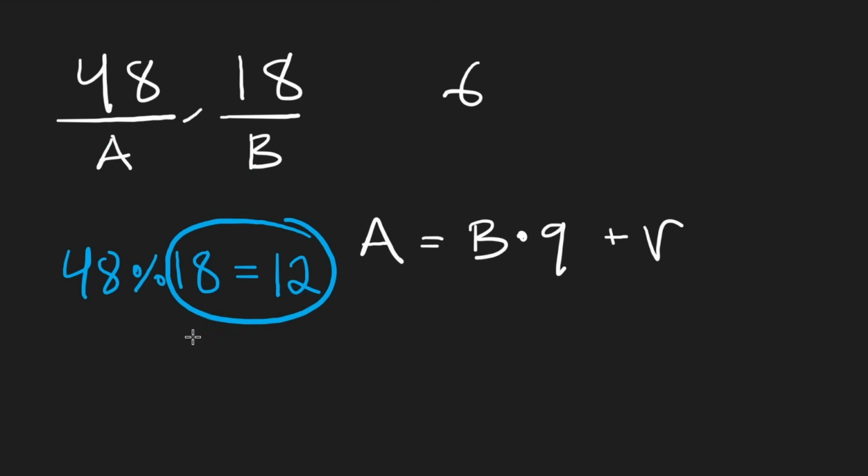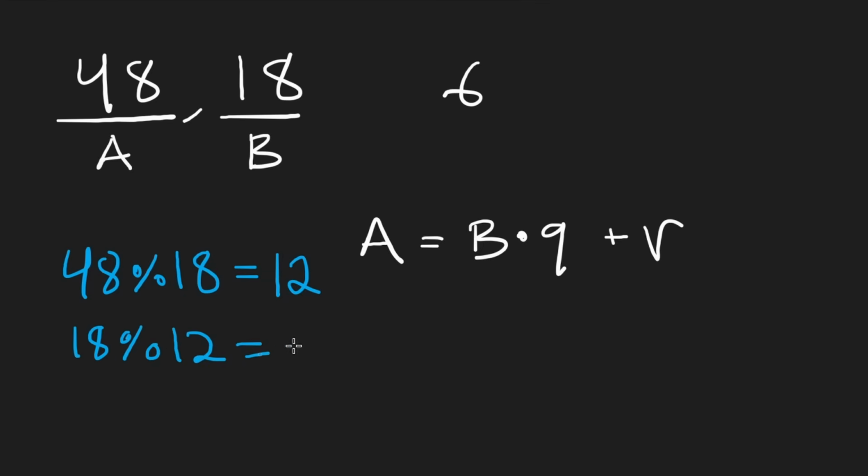So now we have 18 and 12. So now I'm going to take 18 and then mod it by 12. I get a remainder of 6. Okay, now I take these two numbers, do the same thing. I get 12, mod it by 6. Now I have 0. Okay, this is the magic number. We got 6. This is our result.